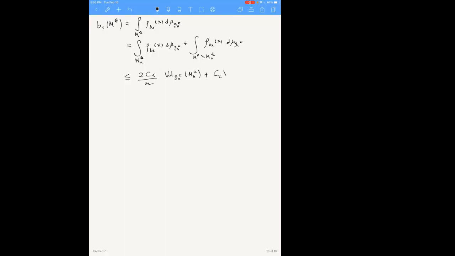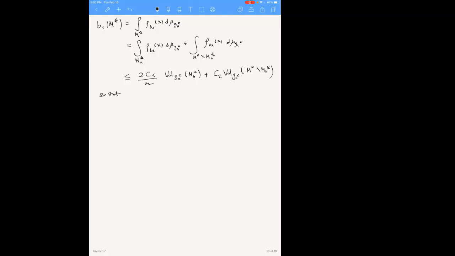So I promise this is just one slide. So if I want to compute b_1 of M_k, then this is what? The integral over M_k of the density, g_{n,k}. And now I can do the integral over the M_{k,n} part of b_1 of x, d mu g_{n,k}, plus the complement. Okay, nothing deep here. But now I can use the previous estimate, okay? And so this is less than 2C_1 divided by n, the volume of g_{n,k} of M_{k,n}, plus C_2, the volume of g_{n,k} of the complement.